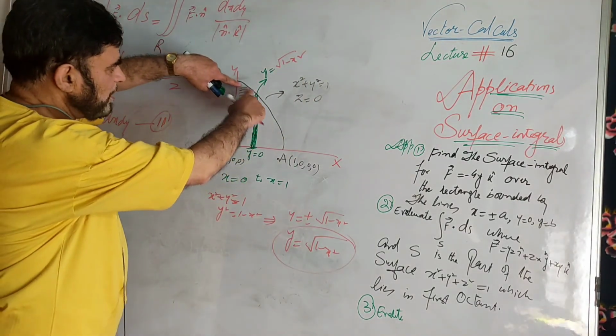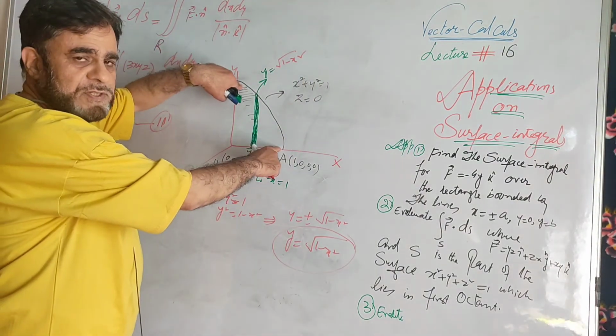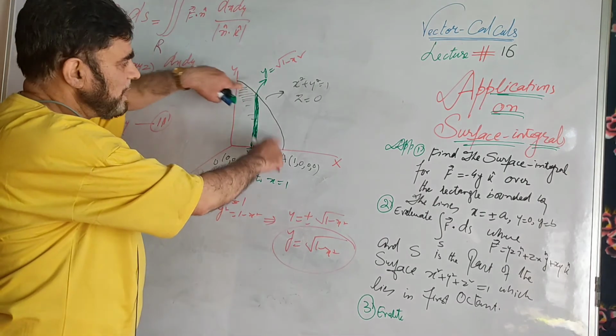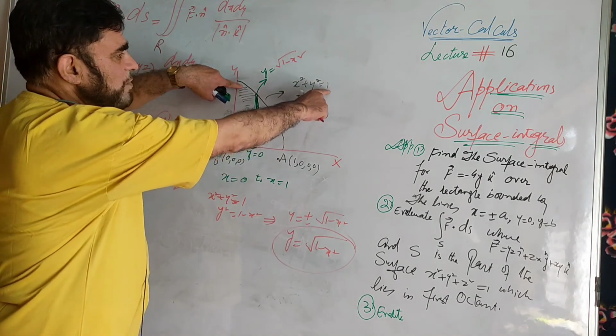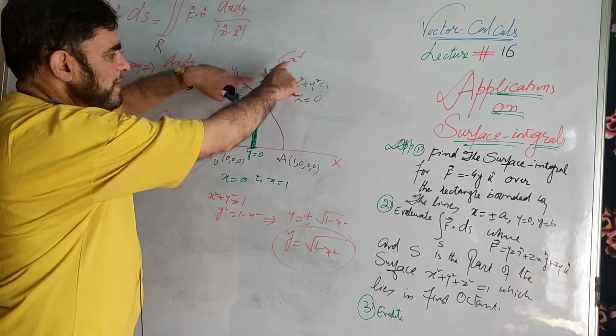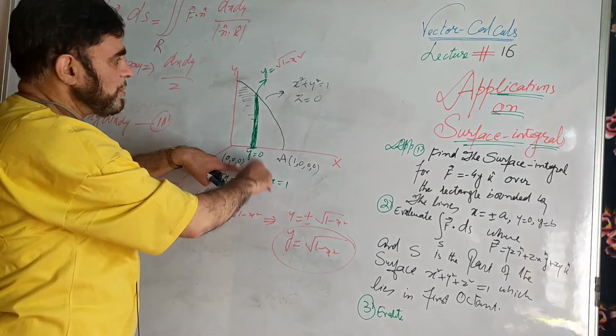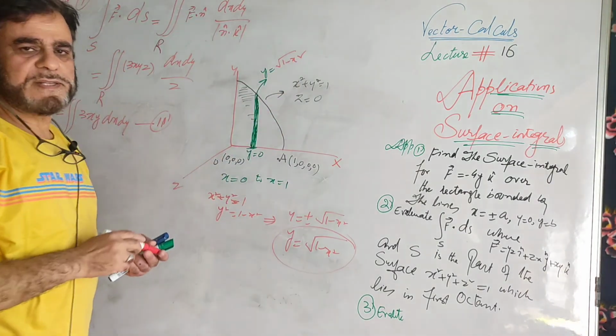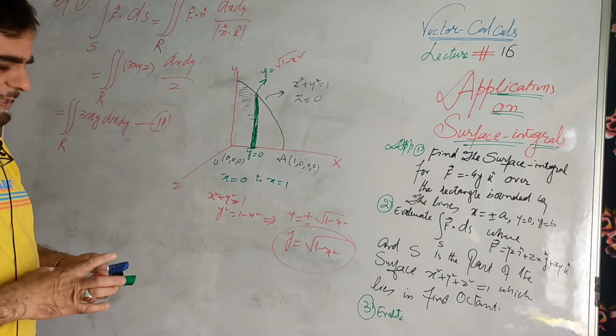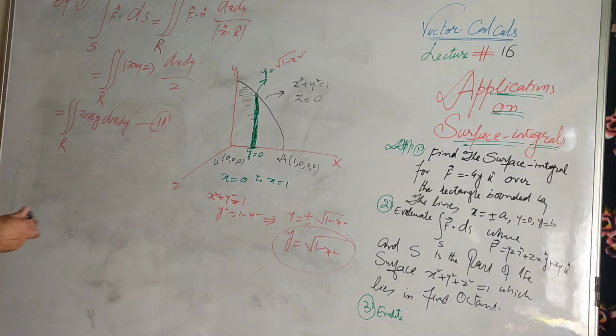You know the equation of this curve from which you have drawn the vertical strip, x square plus y square. From this we have got the value of y in terms of x, y running from 0 to under root of 1 minus x square. This is the method how you find out the limits.